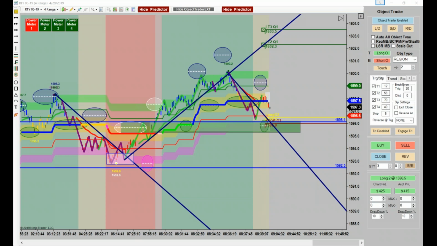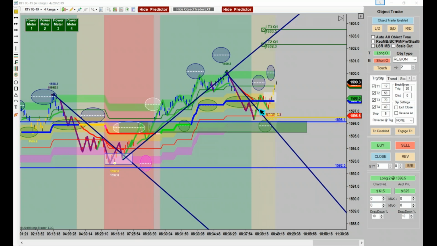Okay, see how that actually did right there? Higher lows, higher highs. It's heading up.